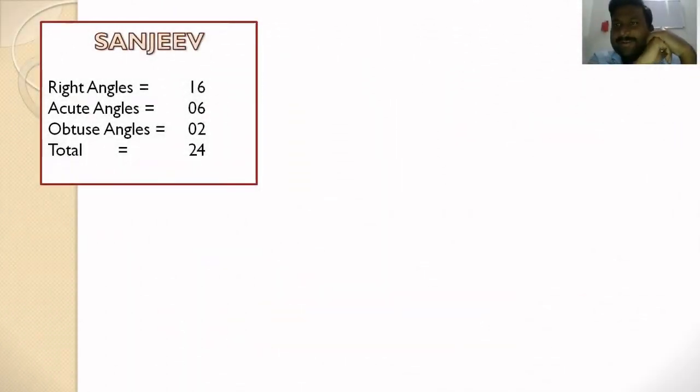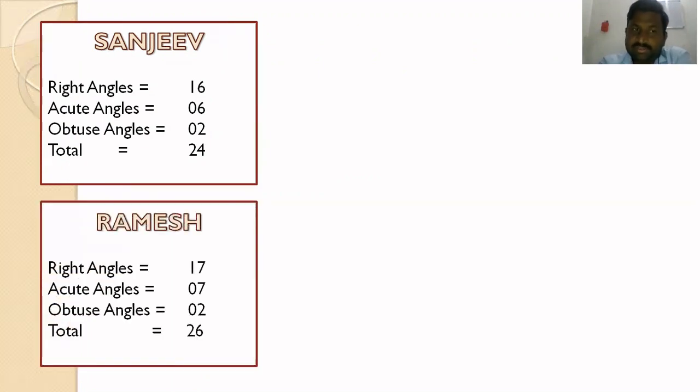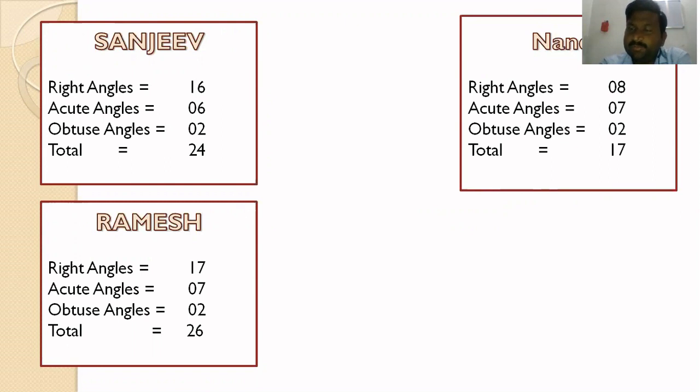Come back to the online now. Let us summarize. Sanjeev, 16 right angles, 6 acute angles, 2 obtuse angles, total 24. Next is Ramesh, 17 right angles, 7 acute angles, 2 obtuse angles, so total is 26. Next is Nandu, 8 right angles, 7 acute angles, 2 obtuse angles. So total angles are 17.